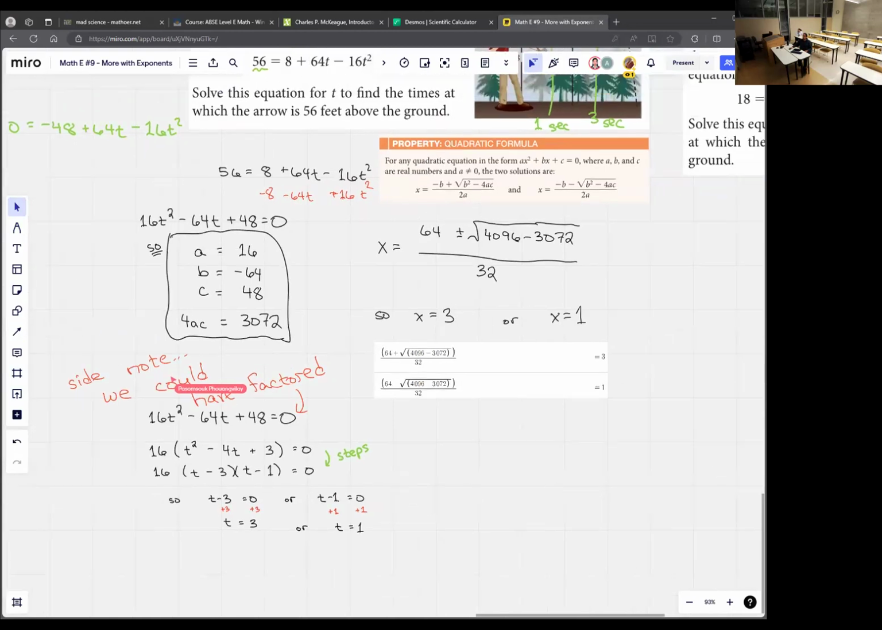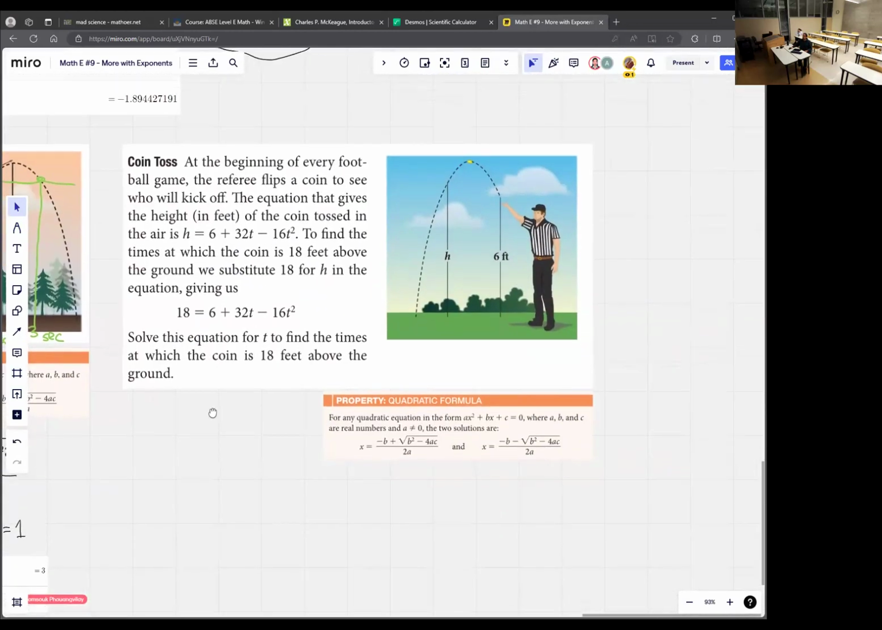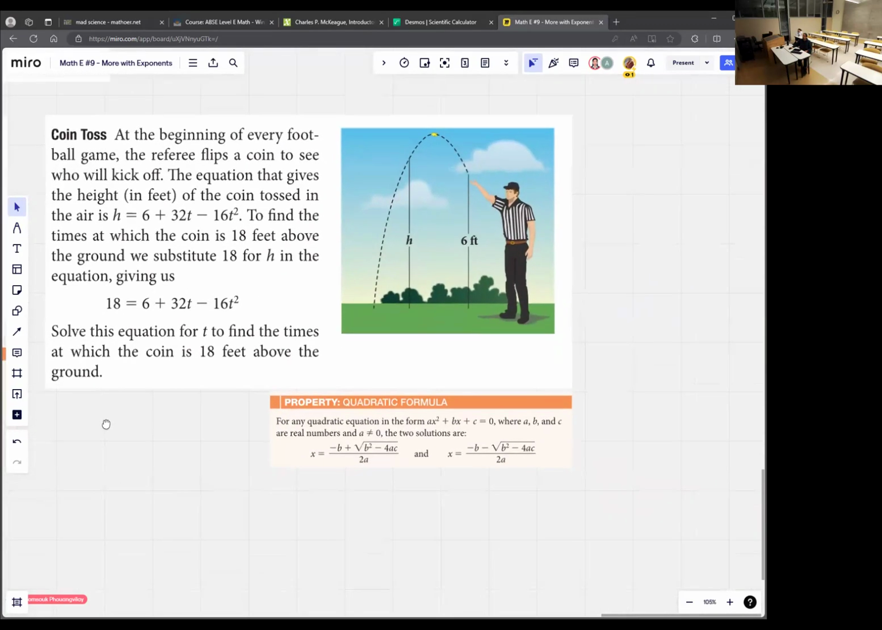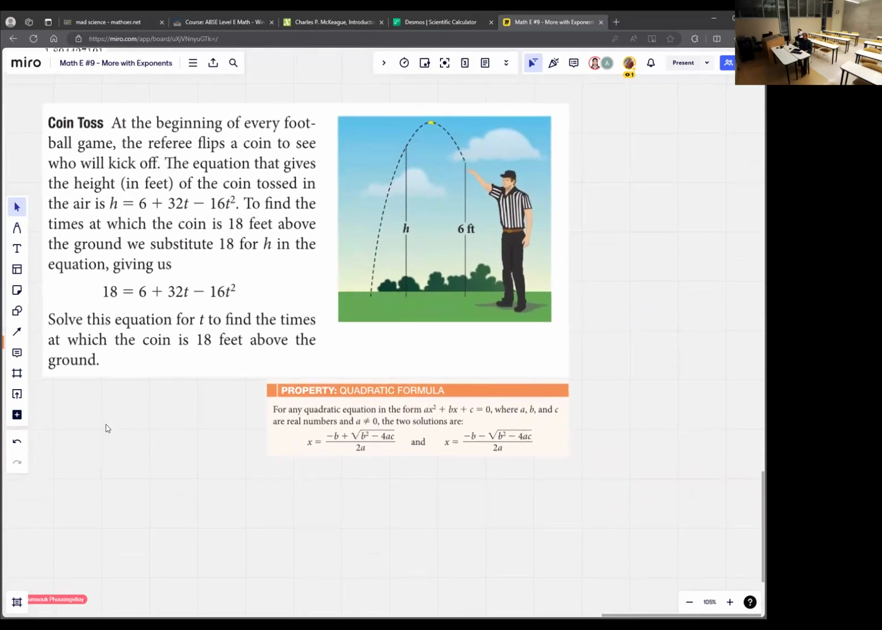Okay, more than enough about that problem. Now we have a coin toss. The referee is flipping a coin to see who will kick off. He is a more reasonably sized person, actually kind of short. When he lifts his arm up, it's only 6 feet. Although he is such an oddly proportioned person that he doesn't lift his hand up above his head when he lifts his hand up. Kind of strange. Ignore that picture.